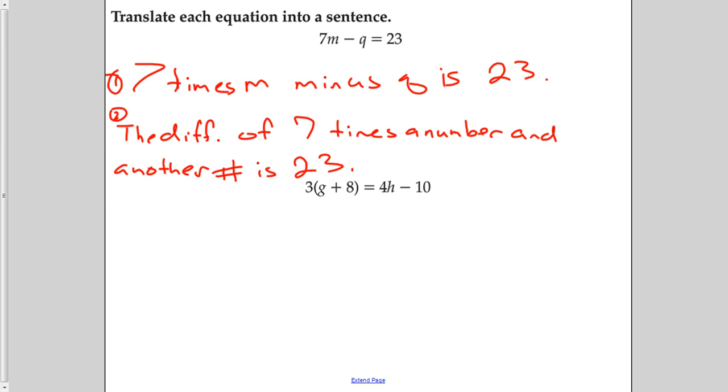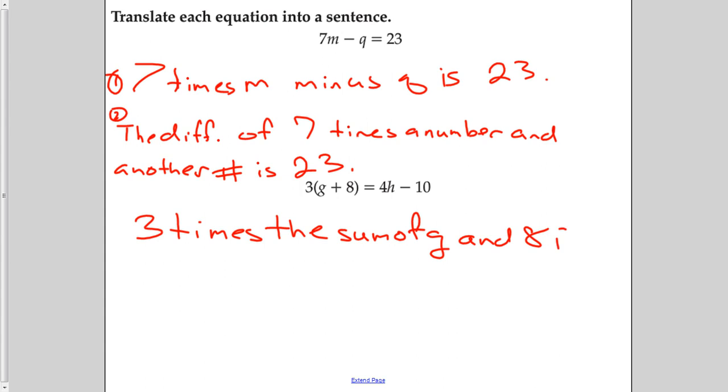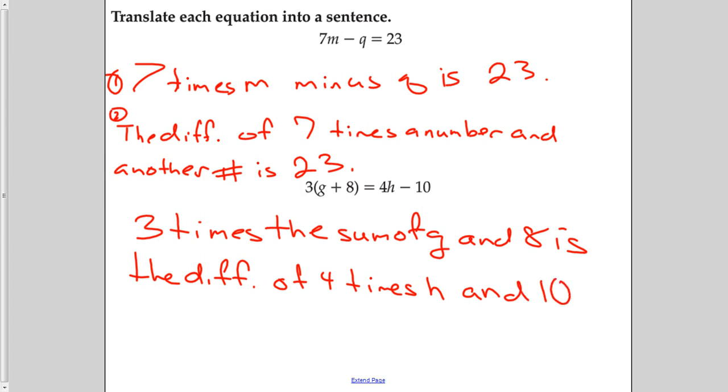At the bottom, I could write the following, that I have 3 times the sum of g and 8 is the difference of 4 times h and 10. Again, this is just one of the possible ways that I can say this.